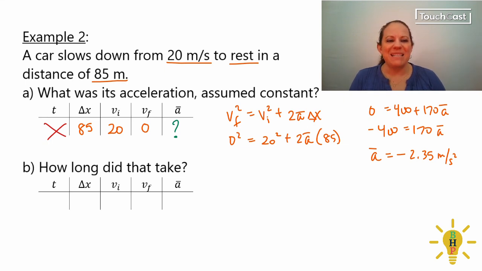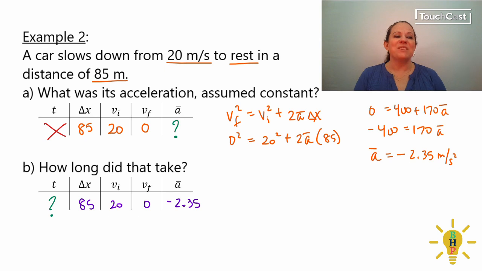We can now copy down all of the information that we have had so far. We have the 85 and the 20 and the 0, and now we can plug in this negative 2.35 meters per second squared for the acceleration, and then we can put a question mark in the box for time. So really, again, at this point, any equation is going to work that involves time. We could do delta x equals vit plus 1/2 at squared, but ooh, that has a t squared in it. That's no fun. But maybe instead we want to do v final equals vi plus at.